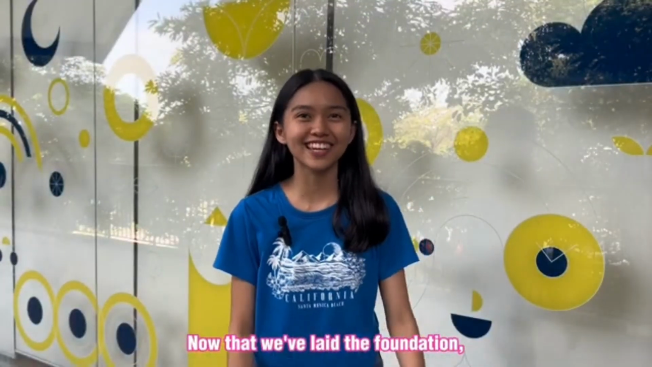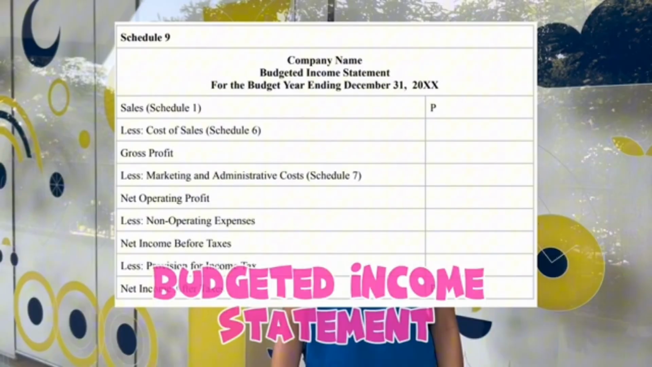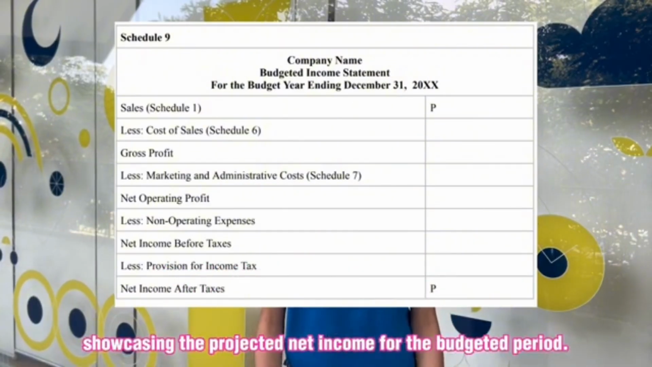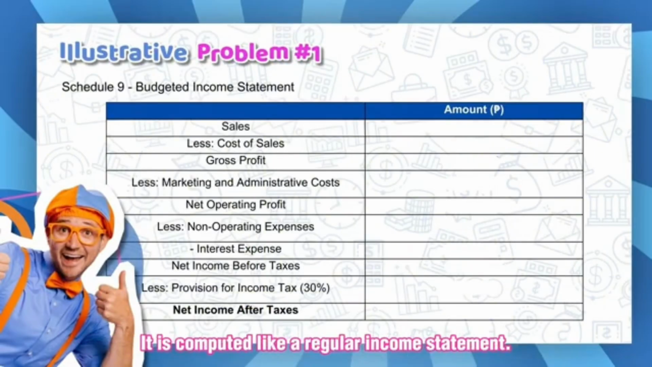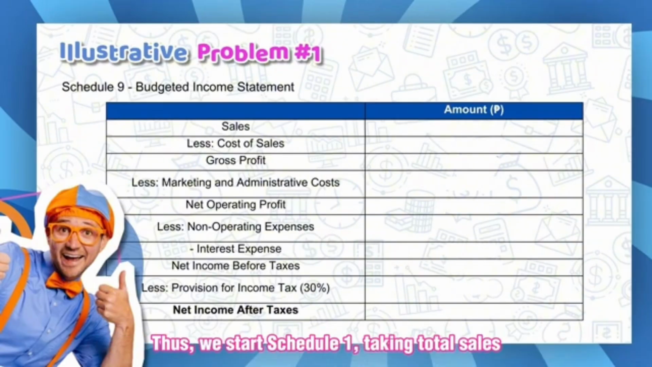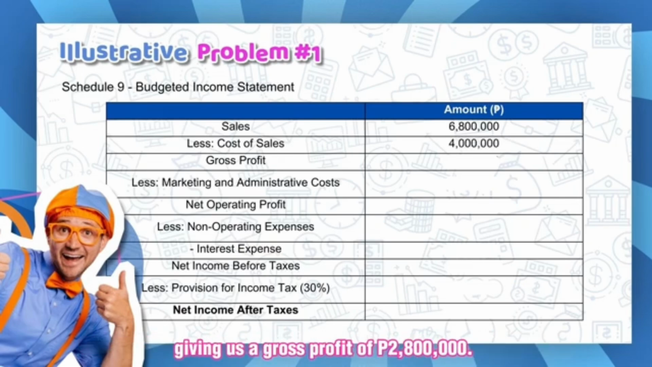Now that we've laid the foundation, let's move on to an exciting aspect of budgeting, generating the budgeted income statement. This statement is essentially a translated endpoint of the operating budget, showcasing the projected net income for the budgeted period. It is computed like a regular income statement, except using the amounts from the budgets we've computed. Thus, we start with Schedule 1, taking total sales and deducting the amount from Schedule 6 or our cost of sales, giving us a gross profit of 2,800,000.